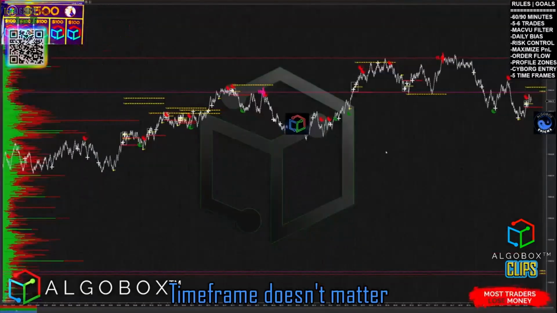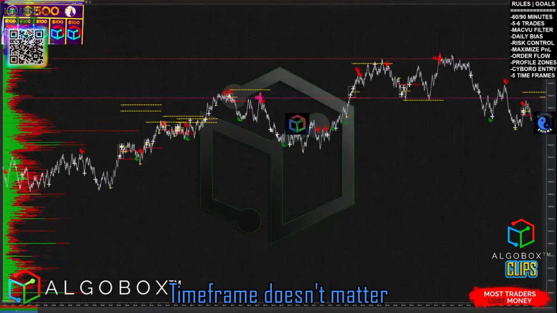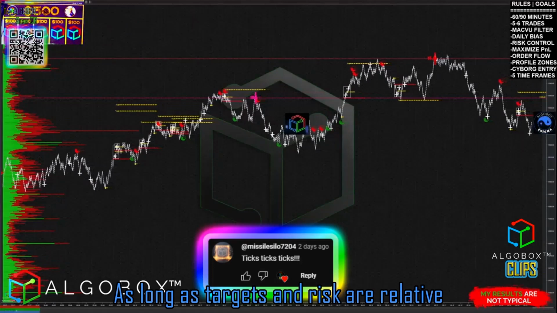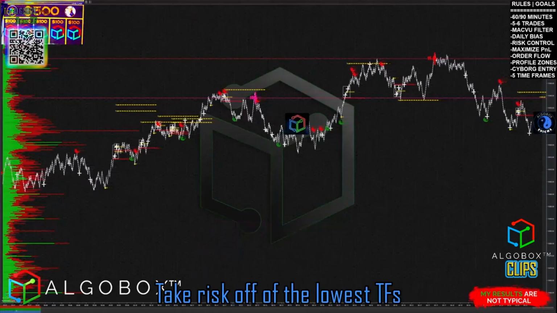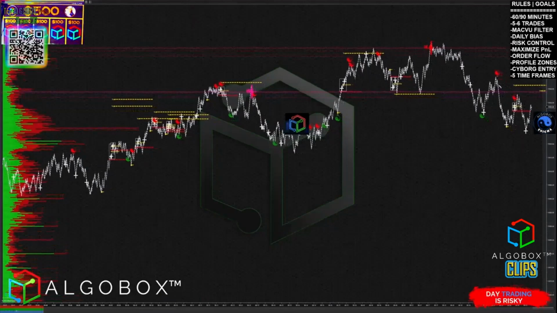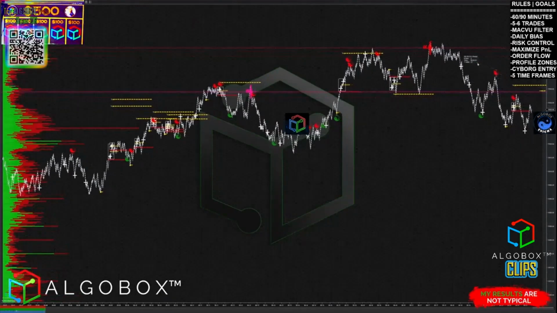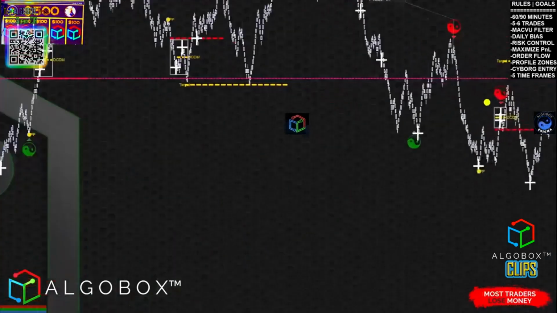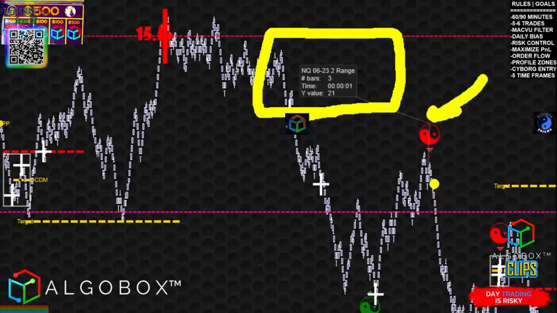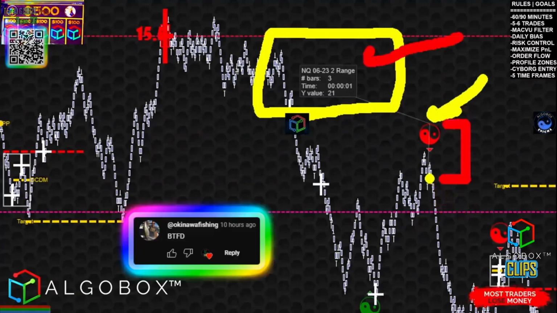It doesn't really matter which time frame you go on, as long as you remember they're relative to your targets and your risk. So I like to take the risk off of the lowest time frames. I'll give you a measurement right here. This is on a 2 range, but if I measure with the ruler tool, on an entry you're probably going to get in right about here. So we measure to the back of the Enigma, and you'll see this is 21 ticks from where you're going to enter. So the distance here to here is 21 ticks on the 2s.